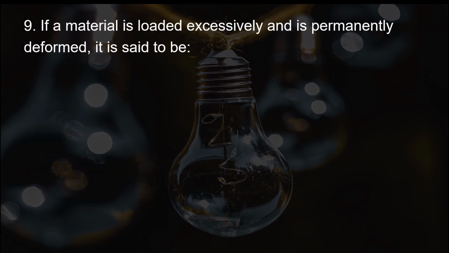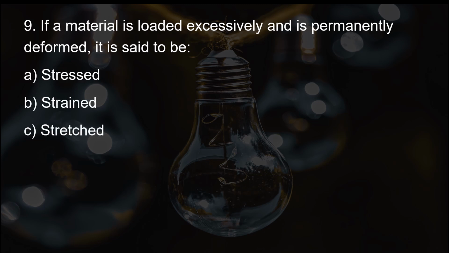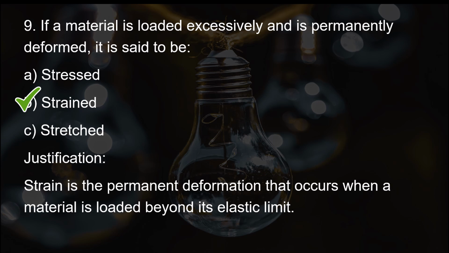Question 9. If a material is loaded excessively and is permanently deformed, it is said to be: A, stressed, B, strained, C, stretched. Justification: strain is the permanent deformation that occurs when a material is loaded beyond its elastic limit.